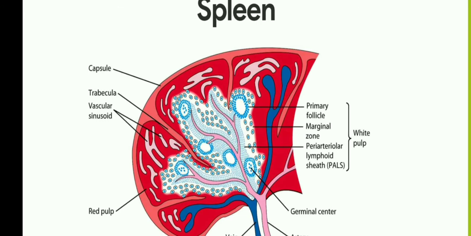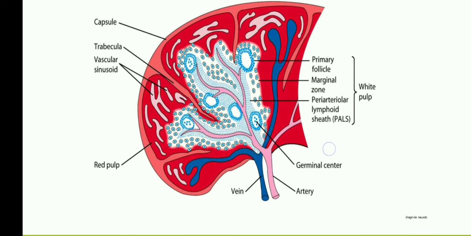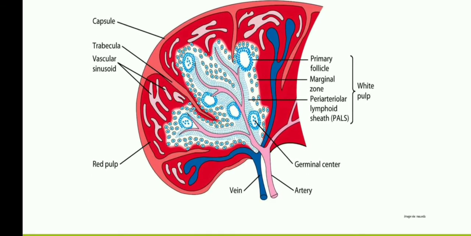Now within the red pulp there are the vascular sinusoids. The sinusoids are the major portions present within the spleen. Here there are two routes into the spleen: the veins and the arteries enter the spleen, responsible for transferring the blood within the spleen.